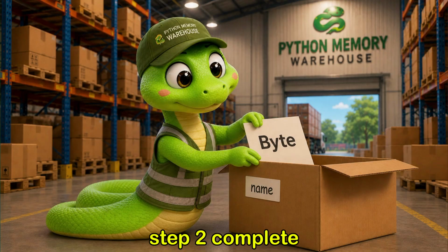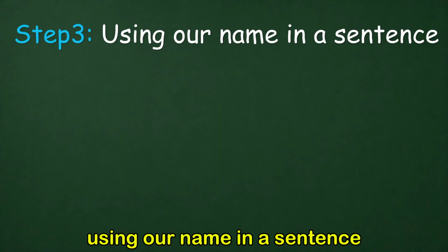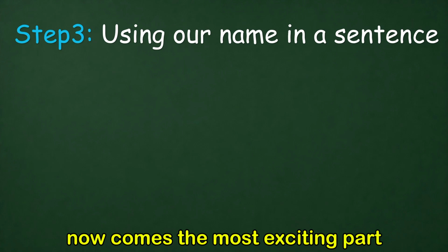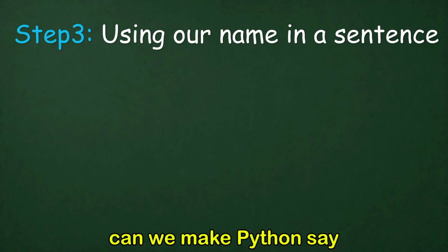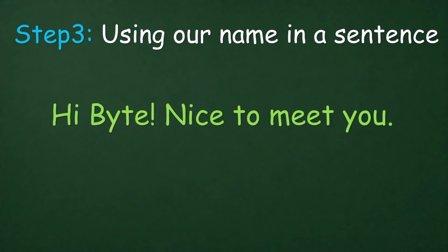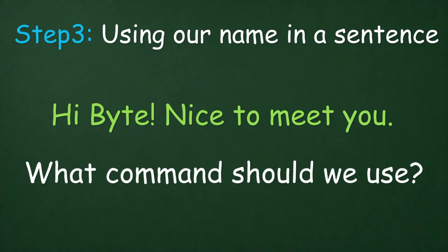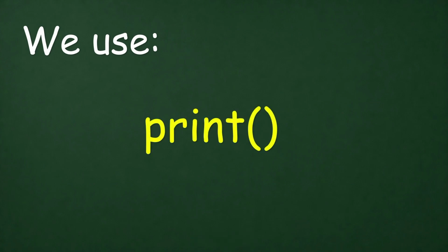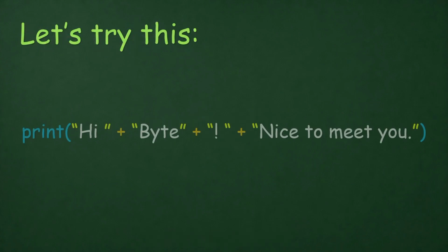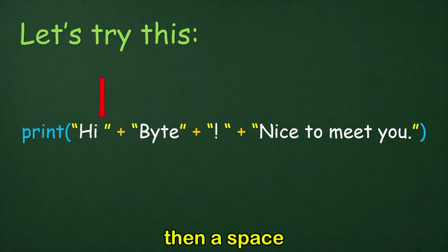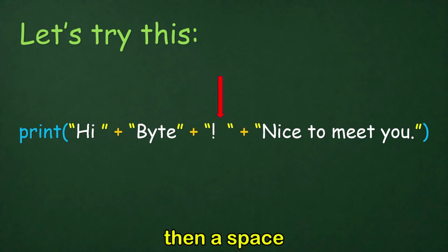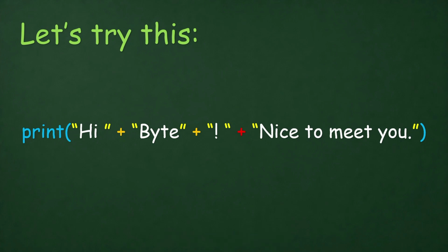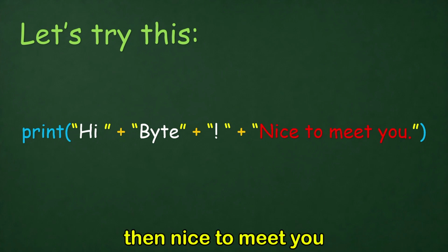Step 2 complete. Step 3. Using our name in a sentence. Now comes the most exciting part. Can we make Python say, "Hi Byte, nice to meet you"? What command should we use? That's right. We use print. Now let's try this. Print, hi, then a space, then plus sign, then Byte, then plus sign, then exclamation mark, then a space, then plus sign, then nice to meet you.